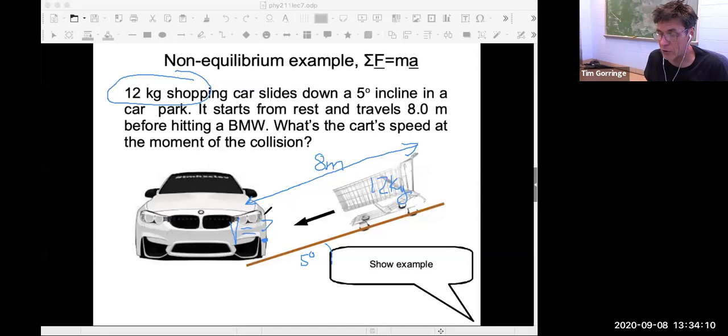To solve this problem, we're going to use not Newton's first law of motion, which applies to the equilibrium condition, but Newton's second law of motion, which applies when it's non-equilibrium, when things are accelerating, because things are accelerating here. I got a little video of this to show you first. Not with a BMW, but let me do that, and then we'll solve the problem. It won't take long to solve the problem.